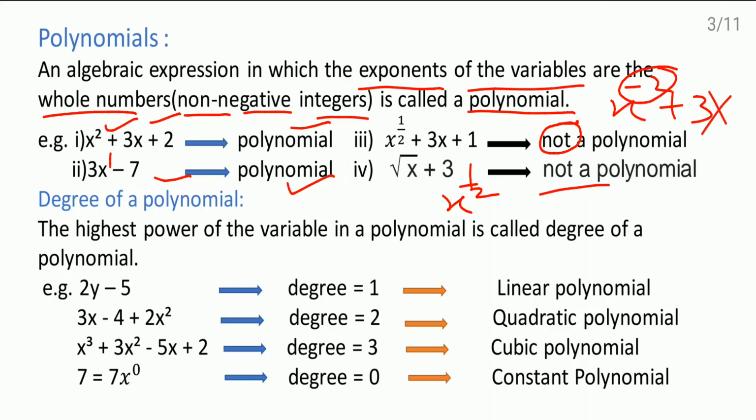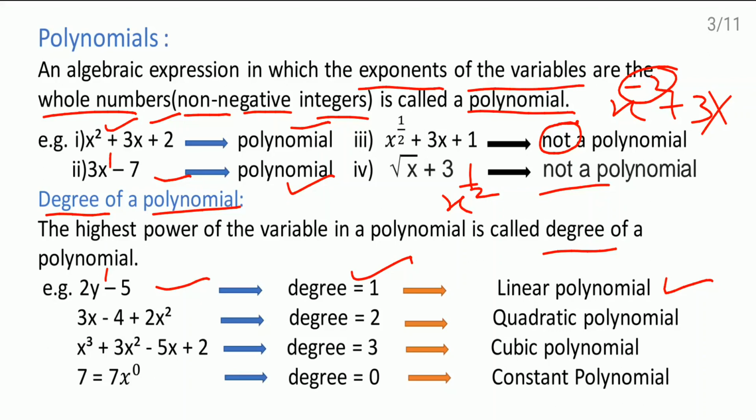Now come to this one, degree of a polynomial. The highest power of the variable in a polynomial is called the degree of the polynomial. Now look here, the first one, 2y minus 5. Here y is the variable and the power is 1. Only one variable is present and the power is 1, so definitely the degree becomes 1. Whenever the degree of the polynomial is 1, we call that type of polynomial a linear polynomial.